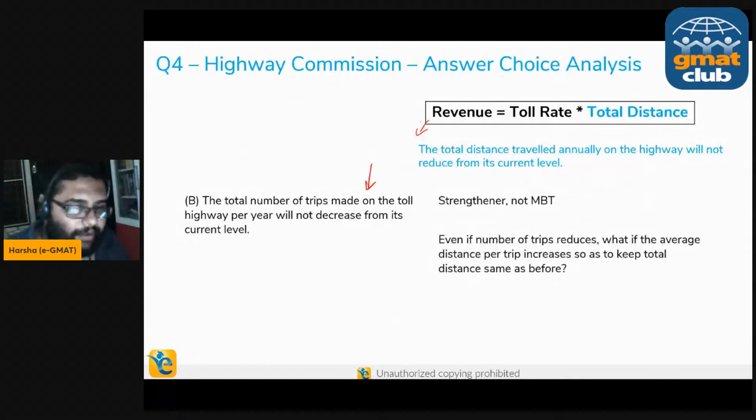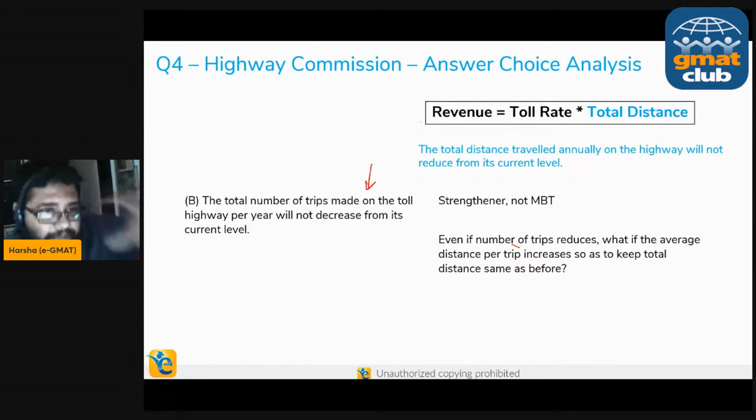No. Everything could still remain the same. Why? Even if my number of trips reduces, I could compensate for that by increasing the average distance per trip. So people are doing fewer trips. There are fewer drivers doing trips, fewer trips are happening on this highway, but the trips that are happening have a higher distance on average.